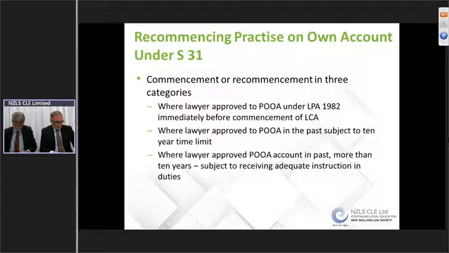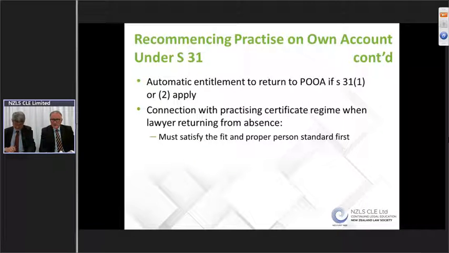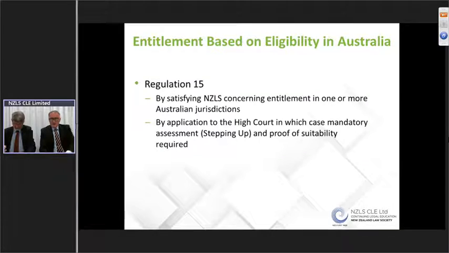So we're going to go to question time in a moment. My last topic is the one of entitlement based on eligibility in Australia. And again, I suspect very few of our audience will be relying on this one, but it deserves mention. This is the counterpart to the Trans-Tasman Mutual Recognition Act provisions in sections 39 and 49 of the Lawyers and Conveyancers Act, where practicing certificates and admissions can be gained on Trans-Tasman Mutual Recognition grounds.